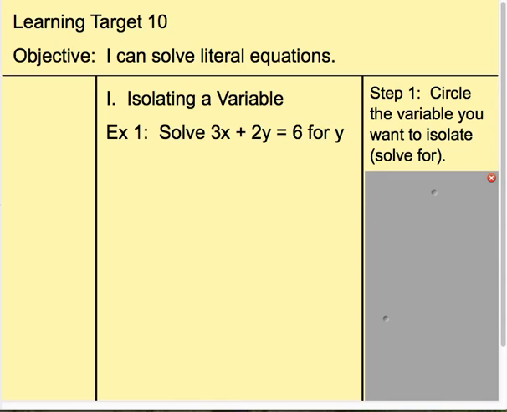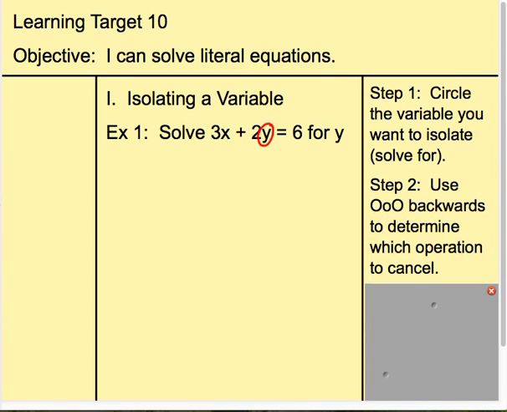So when we look at our first question, it says solve 3x plus 2y equals 6 for y. That means we're trying to get y alone, not x. So I'm going to start by circling my y. And then we are going to solve just like normal. So the rest of the steps that you see should look very familiar. We're going to use order of operations backwards to determine which operation we need to cancel first.